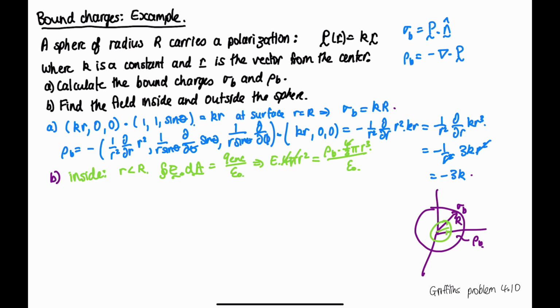The 4's will cancel, the pi's will cancel, that r squared will cancel with that one. And we have an expression for rho b. We've got that here, rho b is equal to minus 3k. So we can write this out as E is equal to minus 3k, and then we've still got the 1/3 r on top divided by epsilon naught, so those 3's will cancel, and this is equal to minus kr divided by epsilon naught.